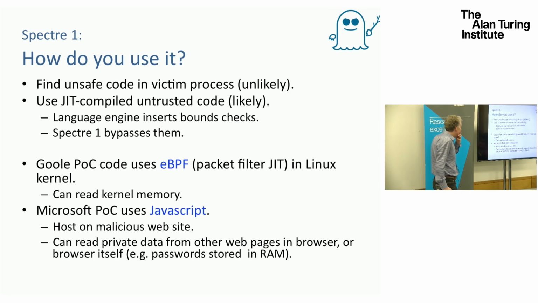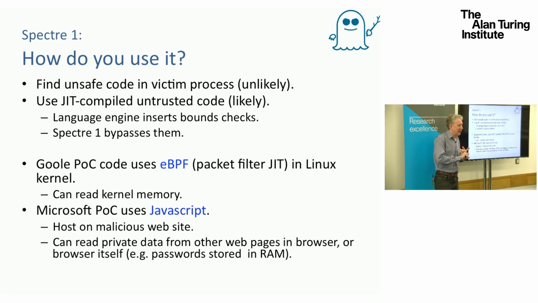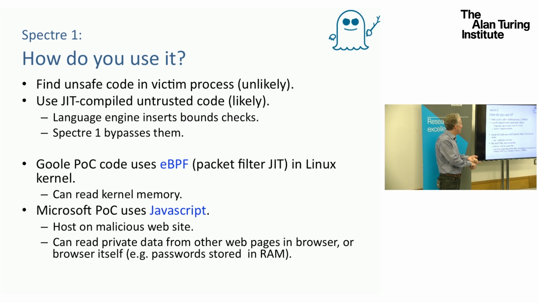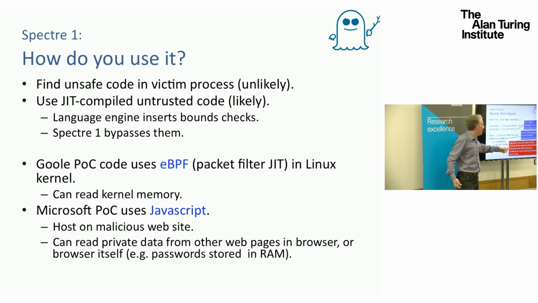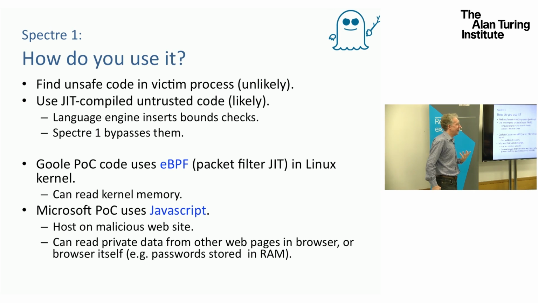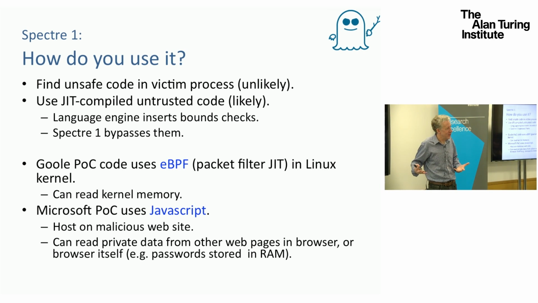Okay. So how do you use this? The first way of using it is you look at some victim code and you want to find some case in there which does something that looks something like this, that leaks information. It's unlikely you'll find it. It's not a very common thing. The people who have done proof of concepts for this have not generally stumbled across that, but maybe there's some code that you can find that looks like that.